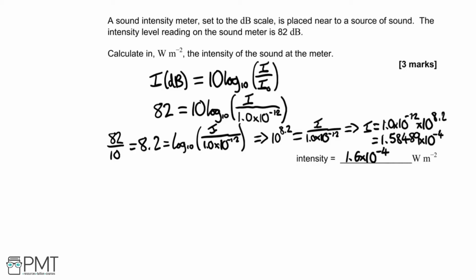So the first mark that you're going to get is for correctly quoting that hearing threshold, which is going to be 1 times 10 to the minus 12 watts per meter squared. The next mark is going to be for multiplying that by 10 to the power of 8.2. And then the last mark is going to be for getting the correct answer, 1.6 times 10 to the minus 4. So 3 marks.